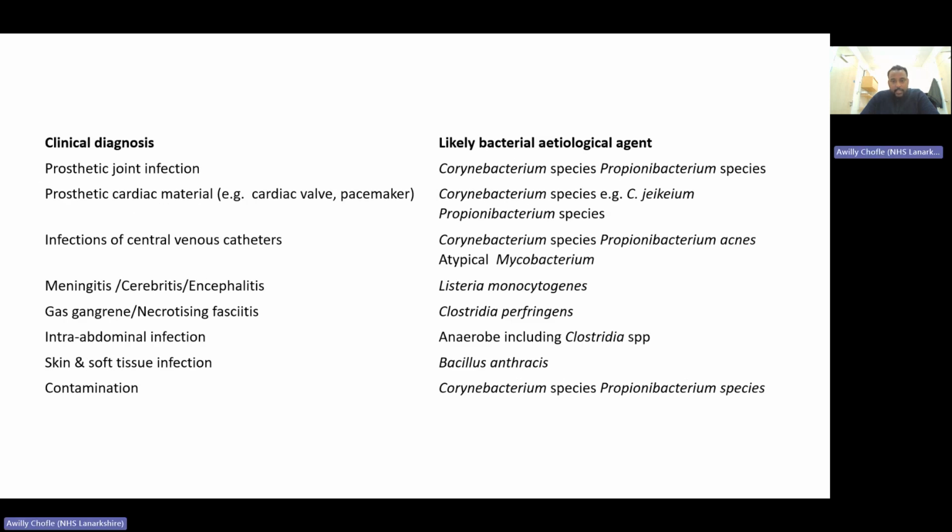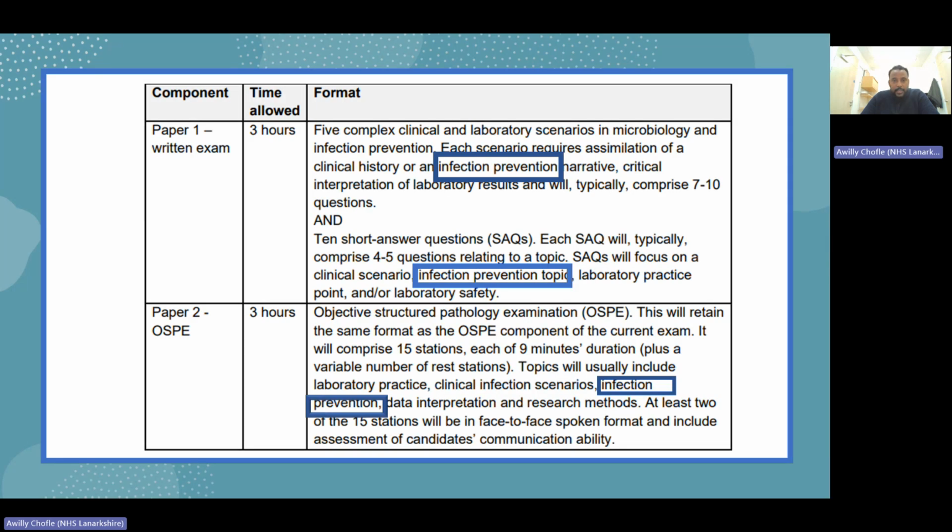The clinical diagnosis, this is just to insist on looking at your gram-positive bacilli: prosthetic joint infection, Corynebacterium, Propionibacterium, especially on shoulder replacement; prosthetic cardiac material, Corynebacterium, Propionibacterium; venous catheters, Corynebacterium, Propionibacterium; and meningitis, as I've explained before.